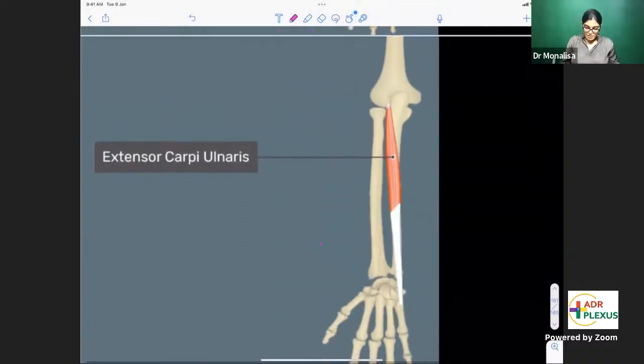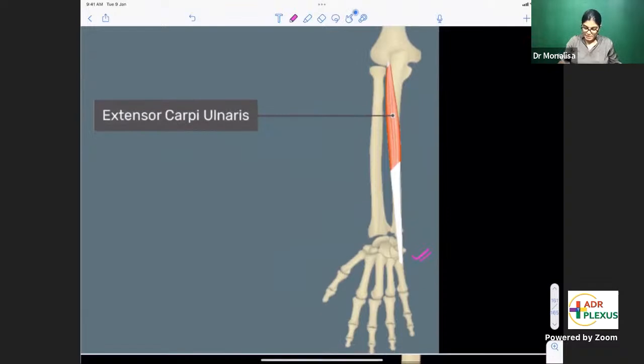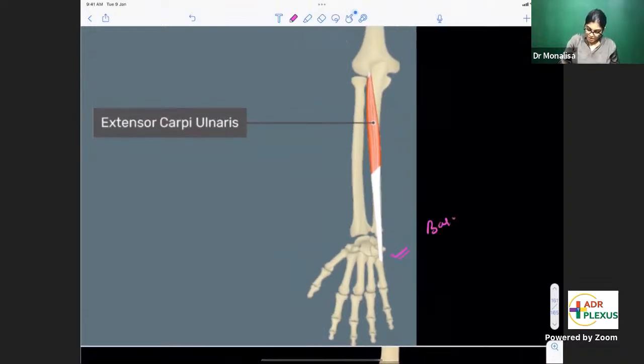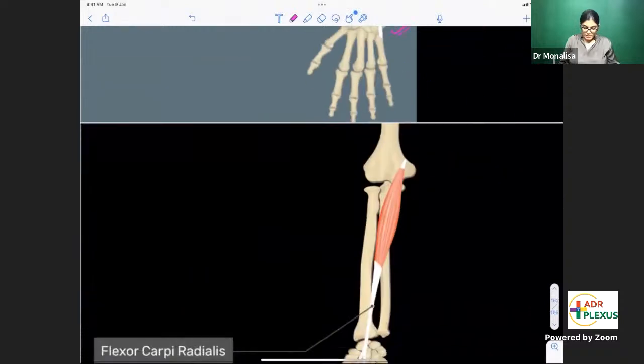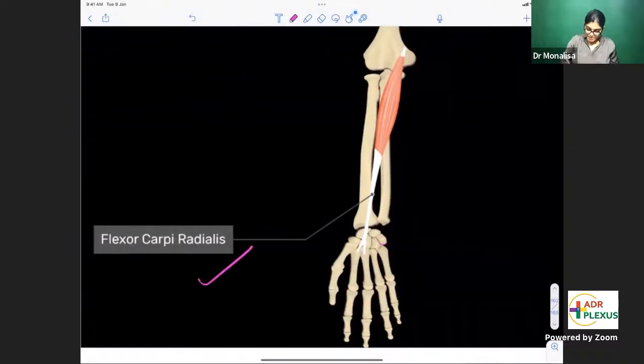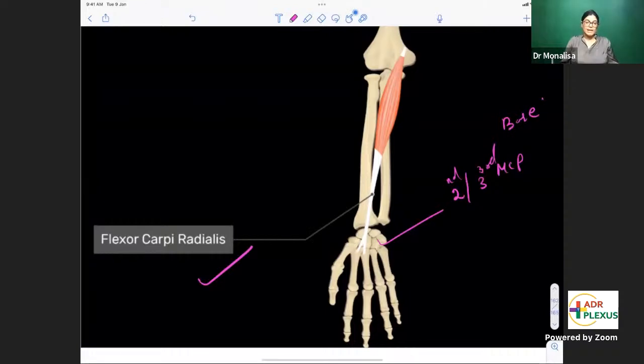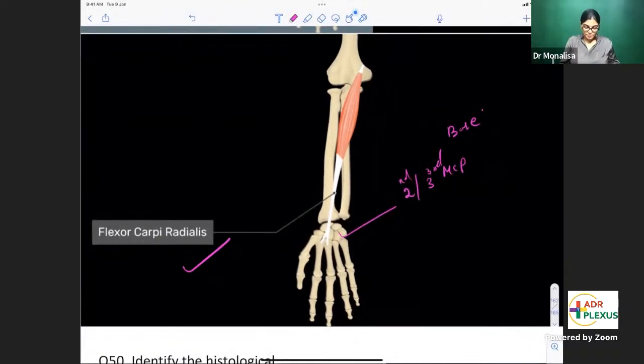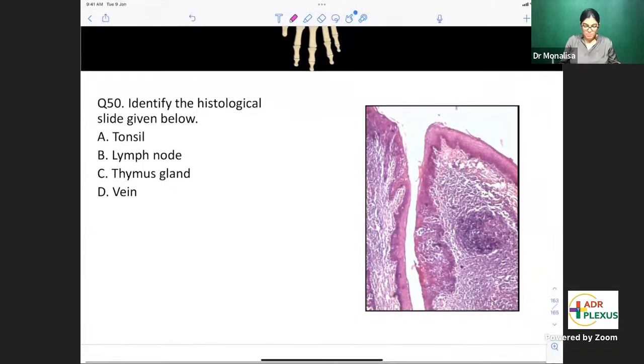When I'm talking about extensor carpi ulnaris, it is inserting onto the base of the fifth metacarpal, dorsal aspect. And flexor carpi radialis inserts onto the base of the second and third metacarpal bones from the palmar aspect. Now, let's see question number 50.